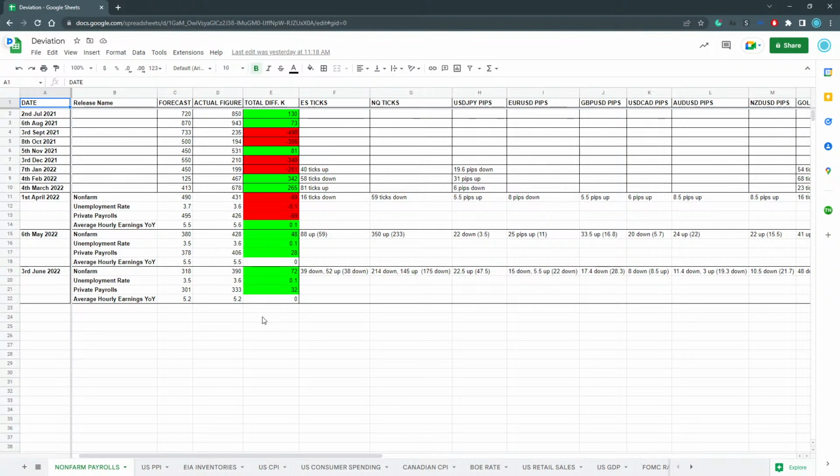But again, that's one bit of data. So inflation is the key thing. So wage prices is going to be key to look out for.